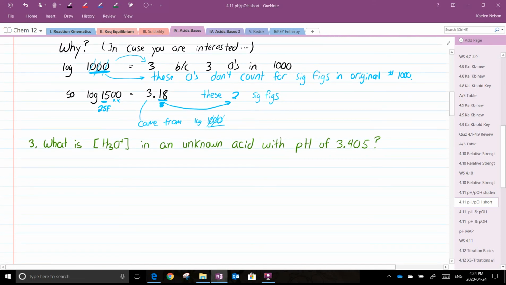Our next example asks us to find the H3O concentration of an unknown acid with a pH of 3.405. Okay, so in this case, we have our pH, so we're going backward in the equation. So pH equals negative log H3O. When I fill in my equation, my substitution, 3.405, is on the opposite side of the equal sign from the word log. Okay, when I punch this into my calculator, I need to do anti-log.